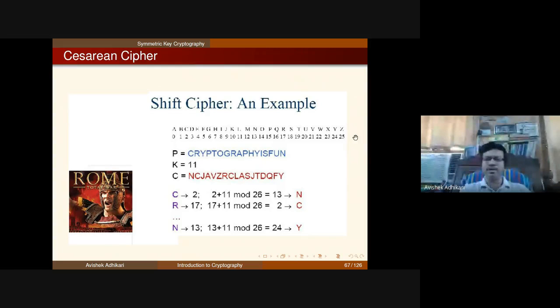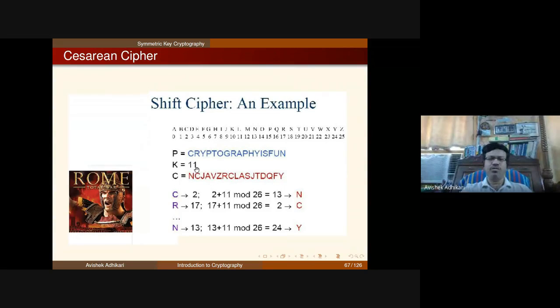But 28 will come here, and because the last is 25, nothing is there. So the question is what to do? Just cyclically shift it. So 26, 27 and 28. That means R becomes 2, that is C. How do you explain it mathematically? Just divide 28 by 26 and take the remainder, and that is 2. So that's why it's coming cyclically. So that's how "cryptography is fun" becomes this.